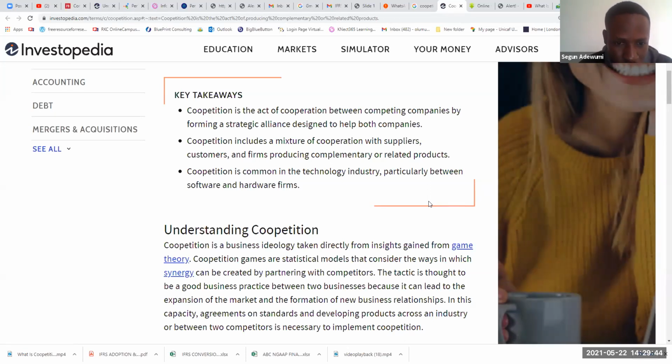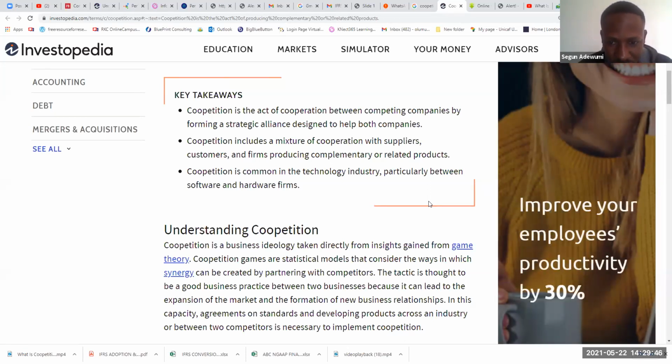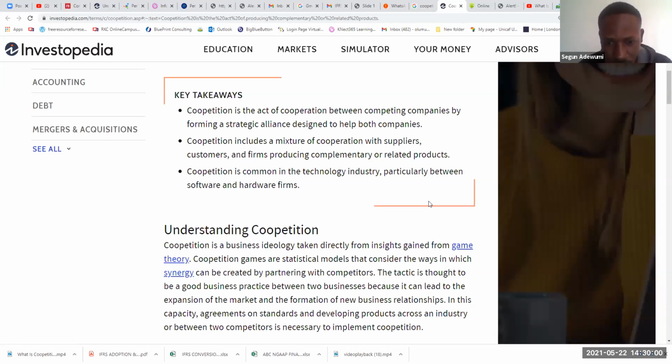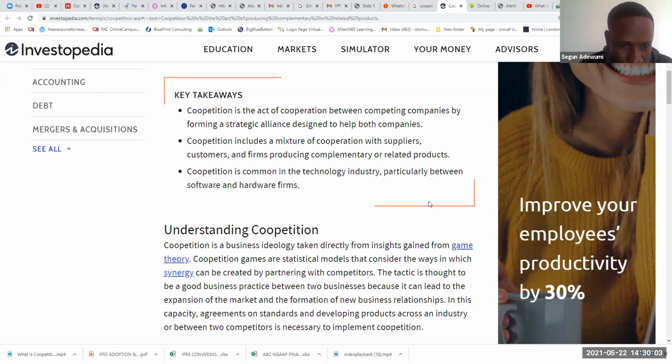Understanding coopetition. Coopetition is a business ideology taken directly from insights gained from game theory. Coopetition games are statistical models that consider the ways in which synergy can be created by partnering with competitors. The tactic is thought to be a good business practice between two businesses because it can lead to the expansion of the market and the formation of new business relationships. In this capacity, agreements on standards and developing products across an industry or between two competitors is necessary to implement coopetition.